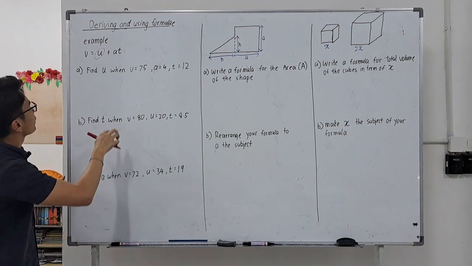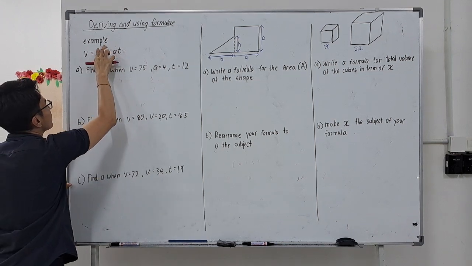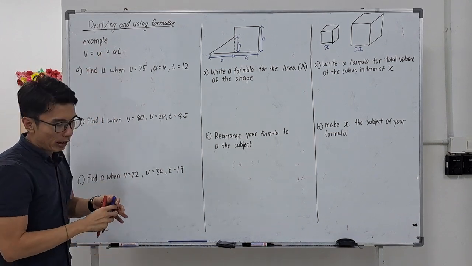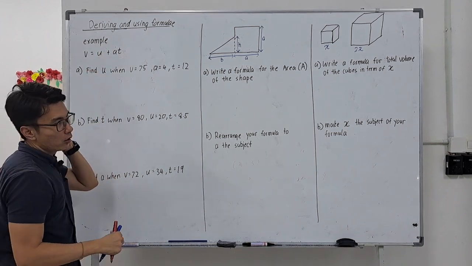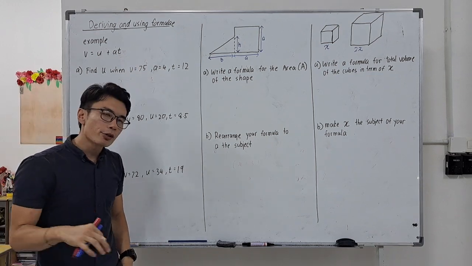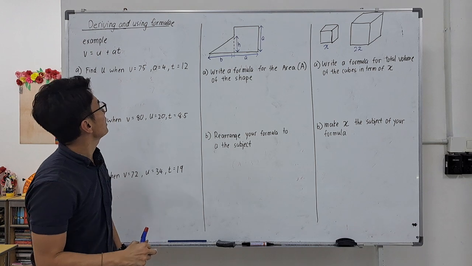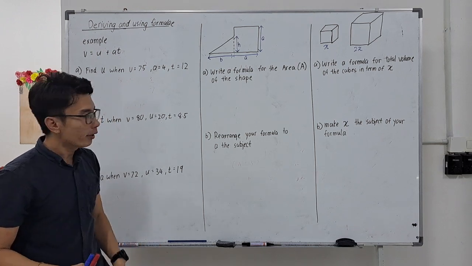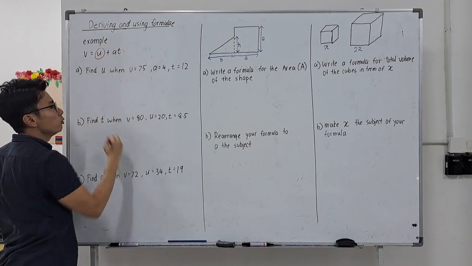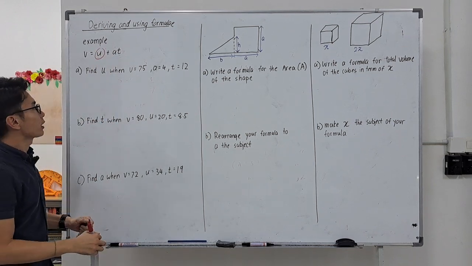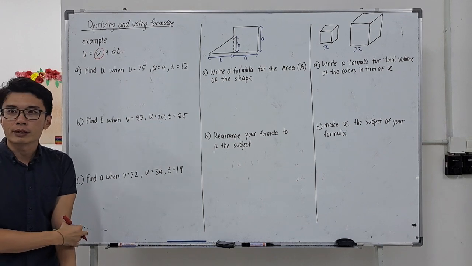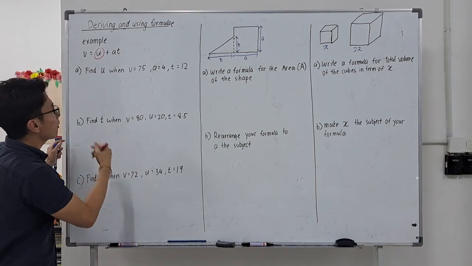My first suggestion here is for you to rearrange the formula first. You can rearrange the formula and then you're going to see what happens. So since I want to find U, I need to make U the subject. So U is going to equal something right now. So how am I going to do that?